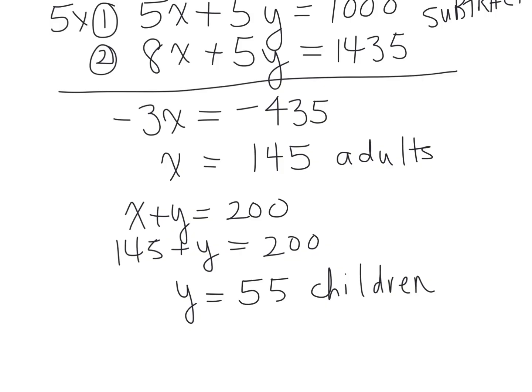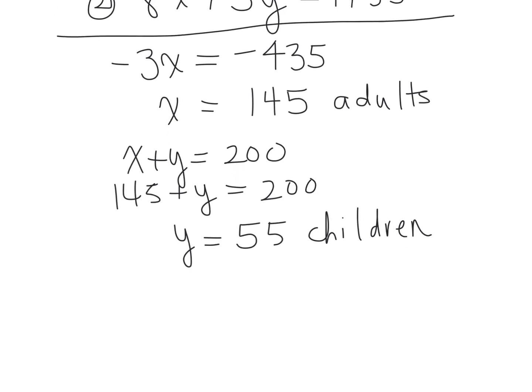I would probably check that as well. Multiply 145 by 8, multiply 55 by 5, I guess, for the cost for children, and just see if it adds up to 1,435. Now, I did say I would solve this as well using substitution.